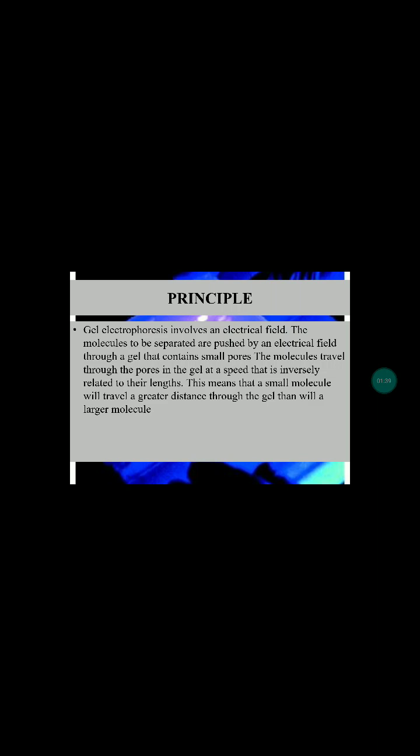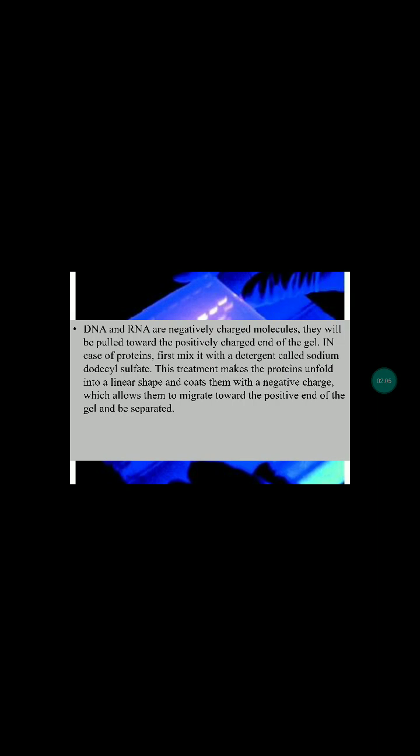Principle. Gel electrophoresis involves an electrical field. The molecules to be separated are pushed by an electrical field through a gel that contains small pores. The molecules travel through the pores in the gel at a speed that is inversely related to their lengths. This means that small molecules will travel a greater distance through the gel than a larger molecule. DNA and RNA are negatively charged molecules. They will be pulled towards the positively charged end of the gel.